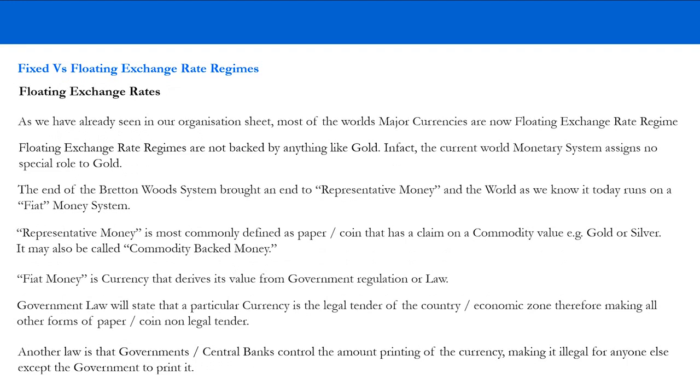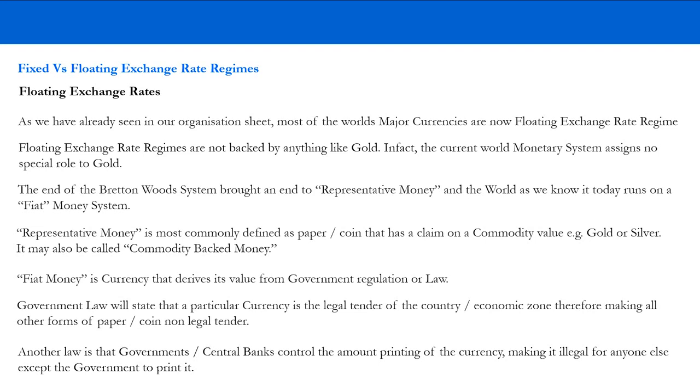And as we already saw in video 1 in our organization sheet, most of the world's currencies are now floating exchange rate regimes. And floating regimes are not backed by anything like gold. In fact, the current world monetary system doesn't assign any special role to gold at all. The end of the Bretton Woods system brought an end to a representative money system, and the world, as we know it today, runs what we call a fiat money system.